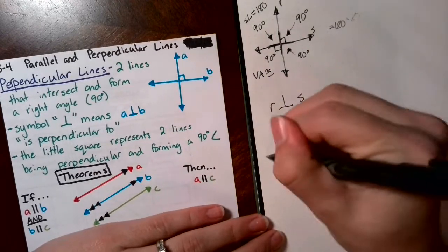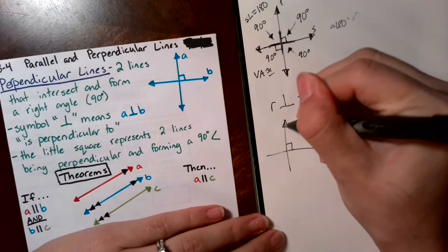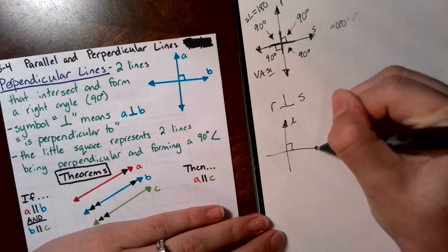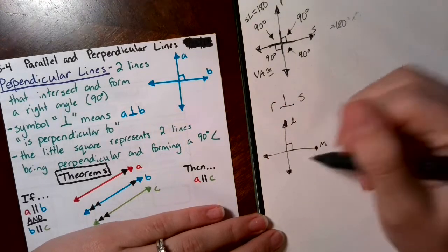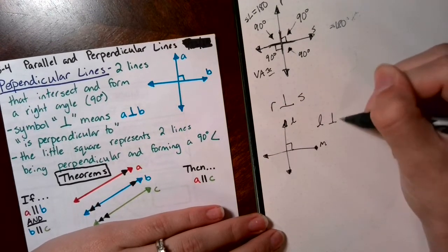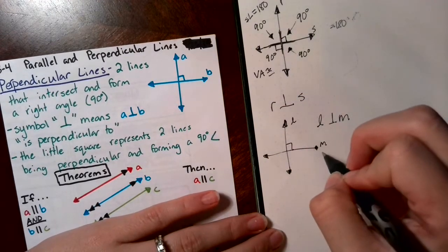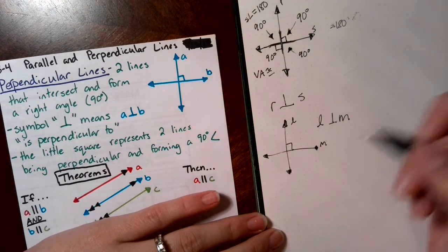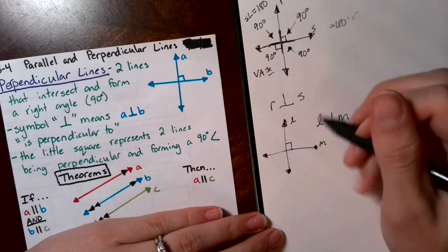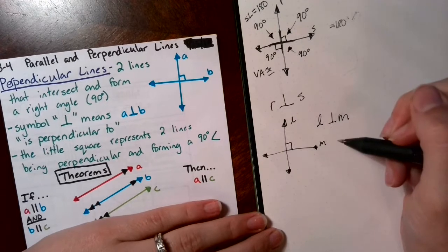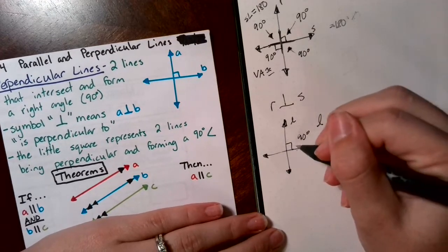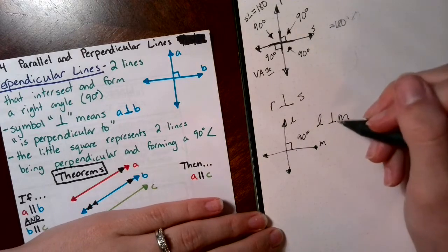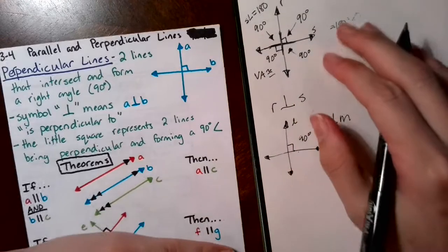If it gives you this, line L and line M, and it asks you what you know about them, I know line L is perpendicular to line M right there. That's a very important thing to understand: the box tells us they're perpendicular as well as being 90 degrees. Because if it's 90, it's perpendicular. And if it's perpendicular, then it's 90. It works both ways, okay?